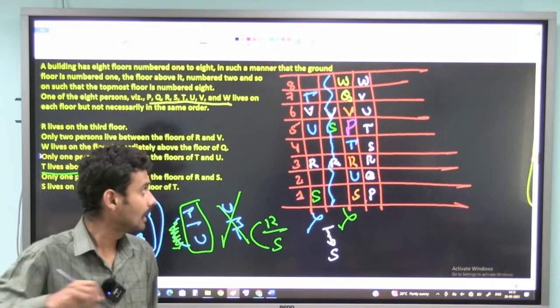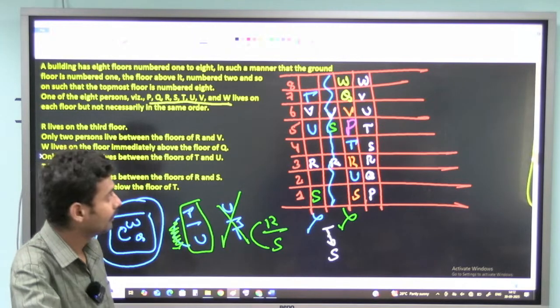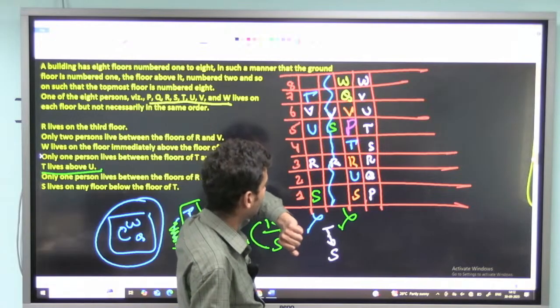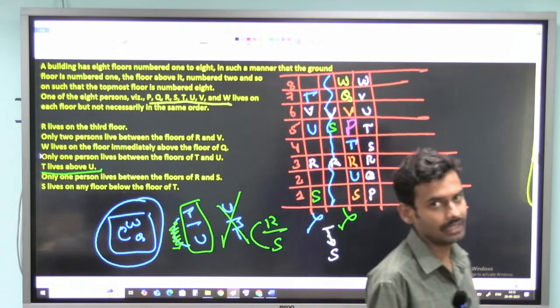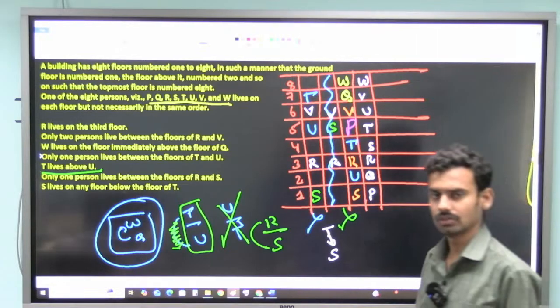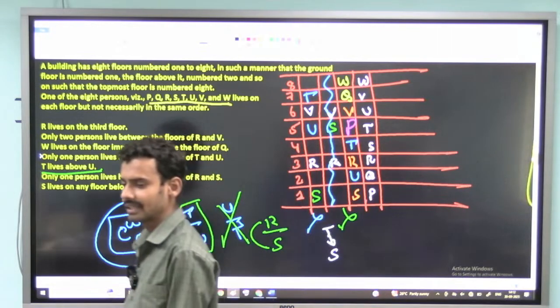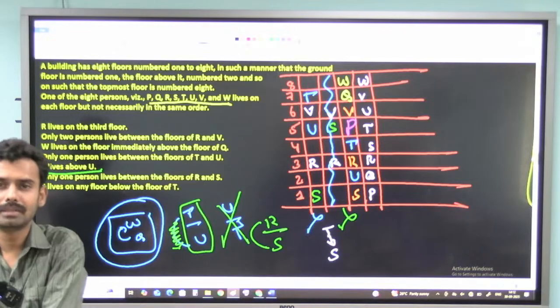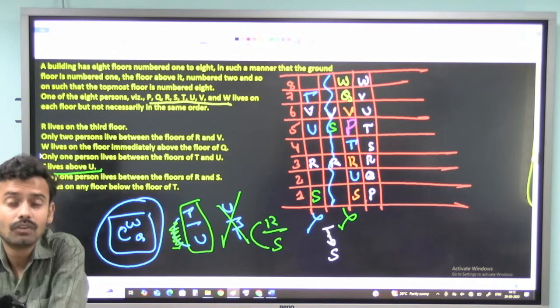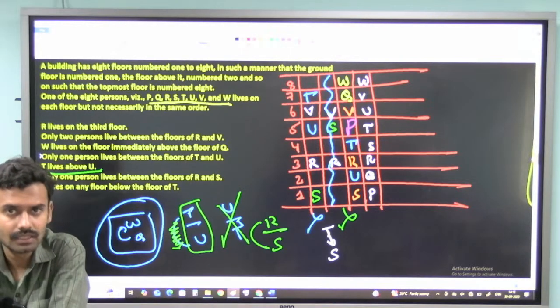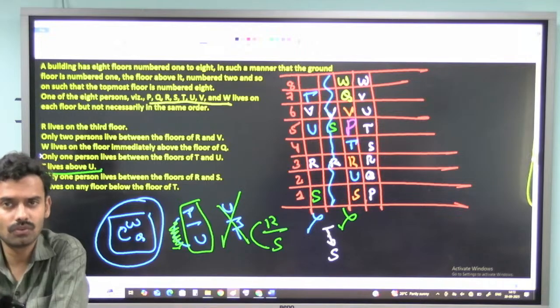How many people's floors will not be changed? If you see, W's place is not changed, then R's place is not changed. So two persons' places will not be changed if you arrange it. So these are the types of questions you can expect in floor based puzzles. And next we have something called floor plus flat based puzzles, that we will be seeing in the next part of puzzles. So this is all for today's class.